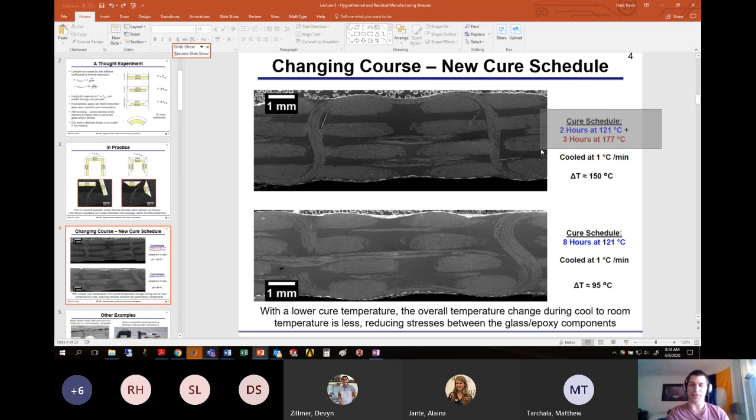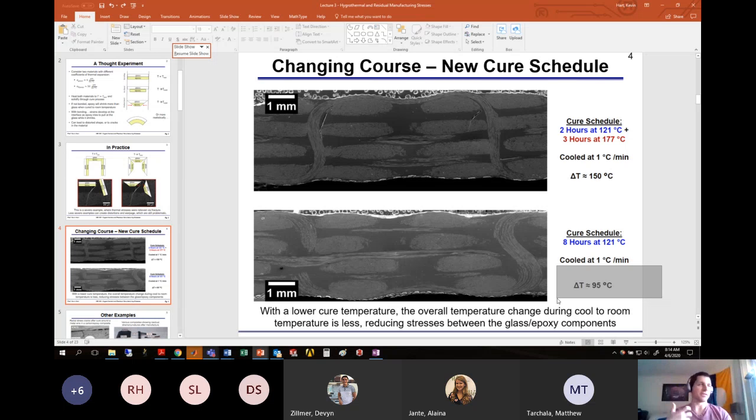So instead of a maximum curing temperature of 177, I just reduced the cure temperature to a maximum of 121, which is 250 F, if you're wondering why the number is weird. 8 hours at 121 C. So now the maximum temperature change inside this piece from its heated condition or nominal condition to its room temperature condition is only 95 C.